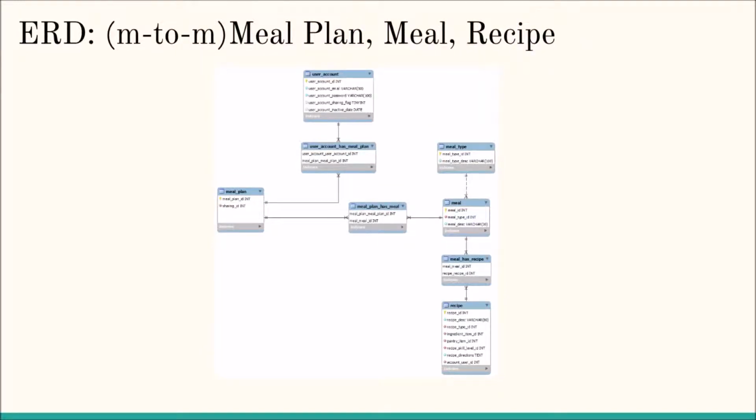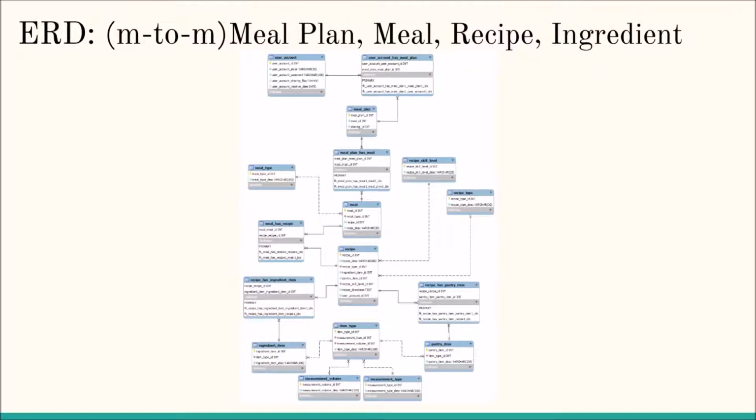So this is the simplified view again of the meal plan, but it illustrates the many-to-many relationships between the user and the meal plan and the recipes, so that we know users can have more than one meal plan, meal plans can have more than one meal, and meals can have more than one recipe. So next we're going to add the recipe ingredients to the ERD that illustrate those relationships.